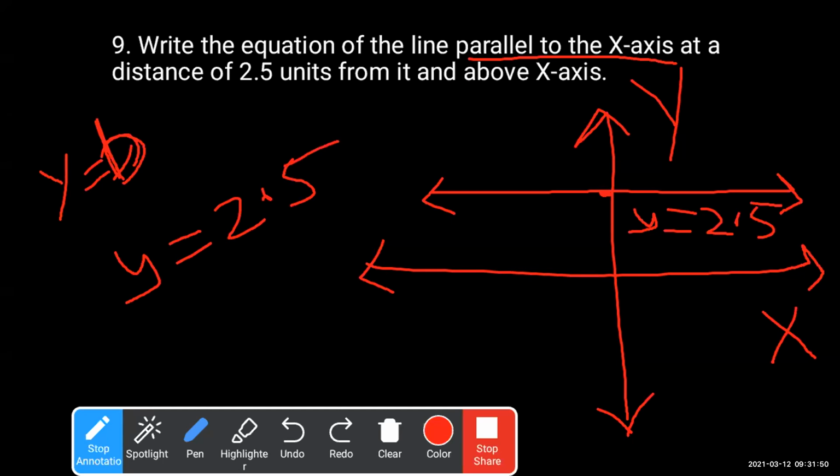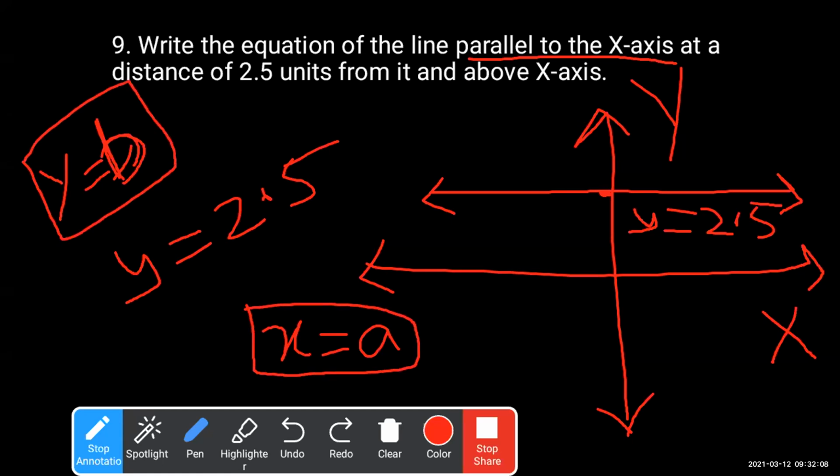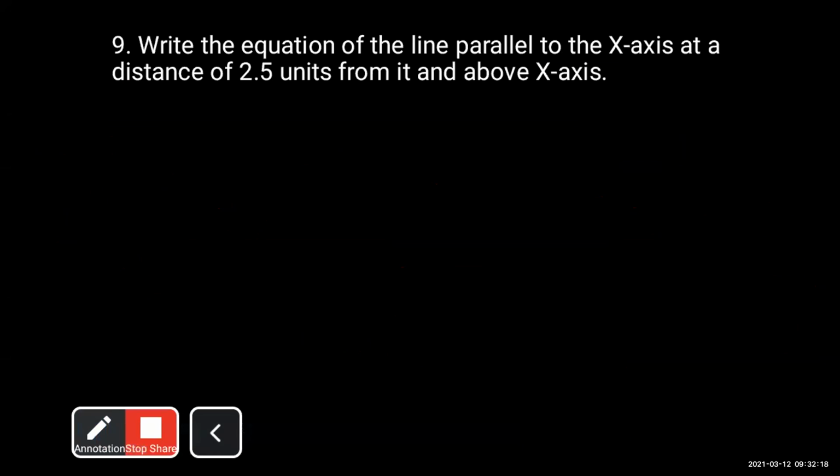I hope this is clear. If they give you parallel to the y-axis, then the point will lie on the x-axis, and it will be in the form x equals a. So this general form, which I told you at the beginning, you should know carefully, students. If you know this, then it is easy for you. Next one.